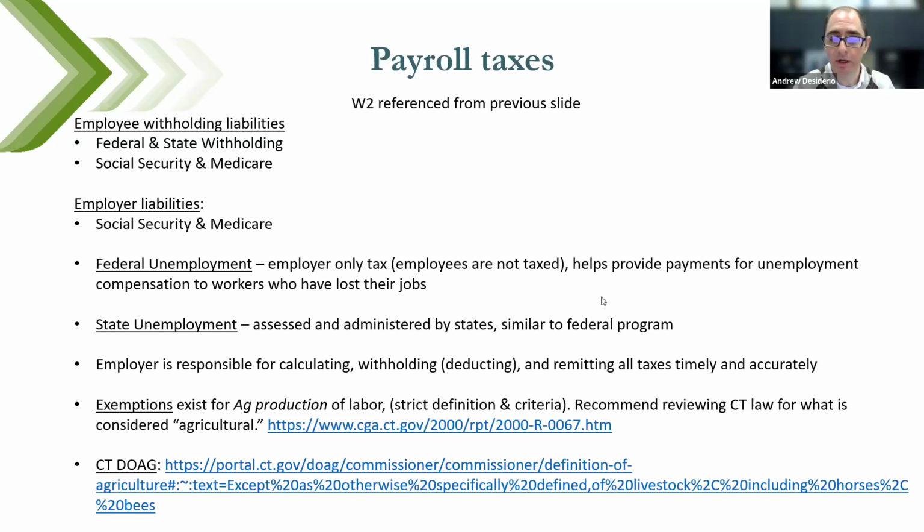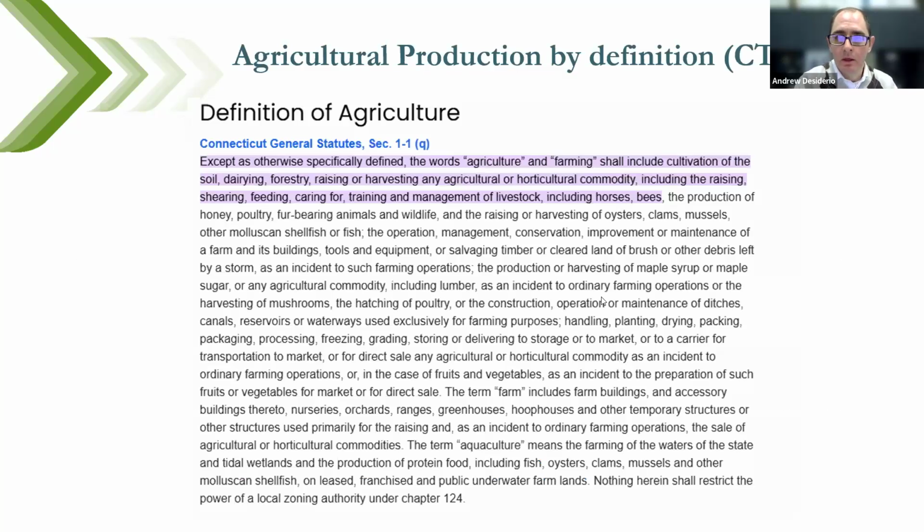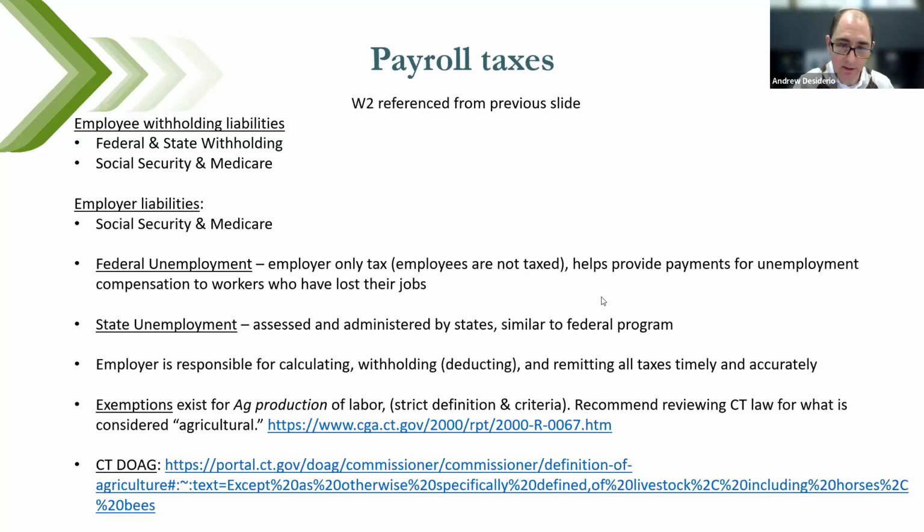Depending on what type of work is being done, it is considered ag production. And there are thresholds that you can be exempt from federal and state unemployment in Connecticut if you are considered an agricultural employer. I'll get into that next. This is directly from the Department of Ag. I have the link here if you wanted to screenshot it or go take a look at the code.